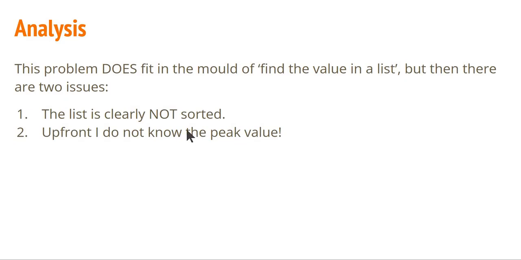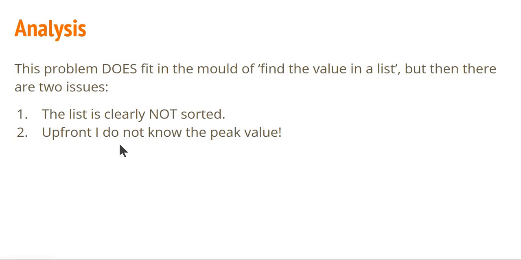Obviously, this list is not sorted because remember the data first increases, then there's a peak, and then the values start to decrease. So there is a clear peak. It's not ascending, not descending. We have already said that the extremes do not hold the peak. So the data is clearly not sorted, which complicates things a little bit.